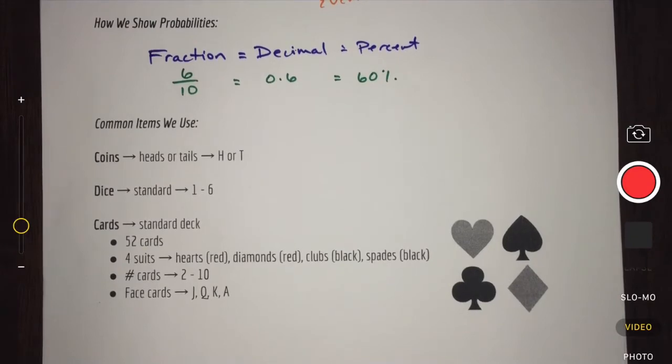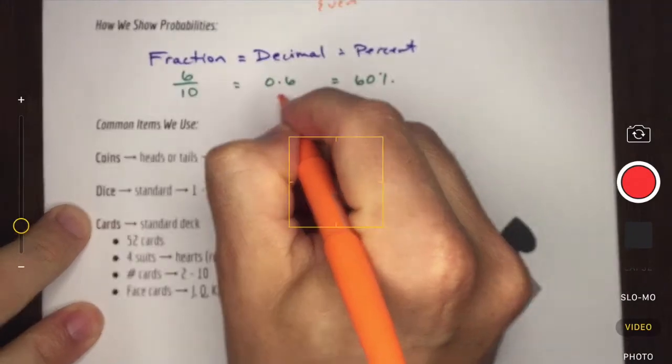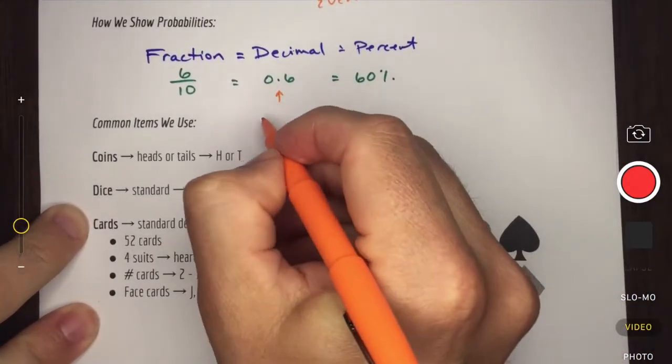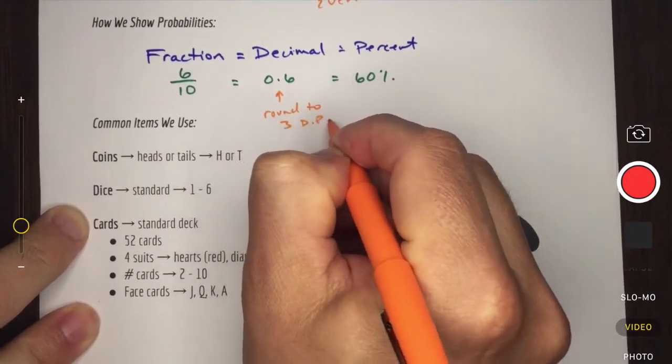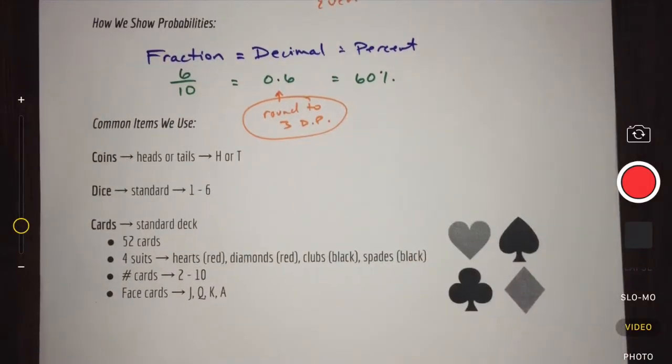Now, the one key important thing that we have to keep track of, and this is a non-negotiable thing, is that when we are working with decimals, and before we take our decimal and turn it into a percentage, we always want to round to 3 decimal places. That is a key thing that we have to make sure we do to keep everything equaling out. Now, some common items that we're going to use over the course of this unit include coins, dice, and cards. So we'll just talk about those really quickly for some clarification.